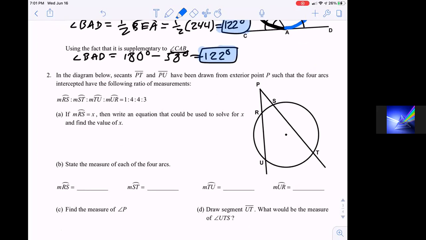In number 2, in the diagram below, secants PT and PU have been drawn from an exterior point P such that 4 arcs have been intercepted with the following ratios. The measure of RS to the measure of ST to the measure of TU to the measure of UR is a 1 to 4 to 4 to 3 ratio, as written right here. If RS equals x, then write the equation that could be used to solve for x and find the value of x.